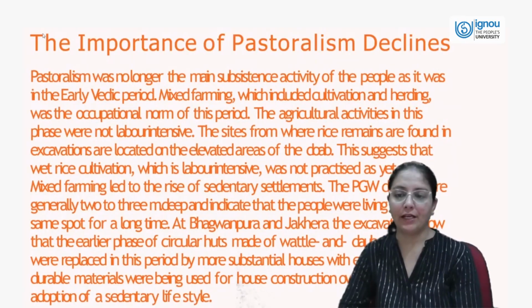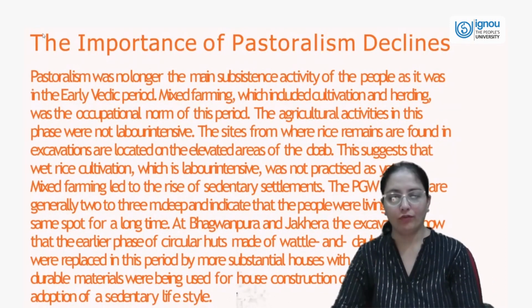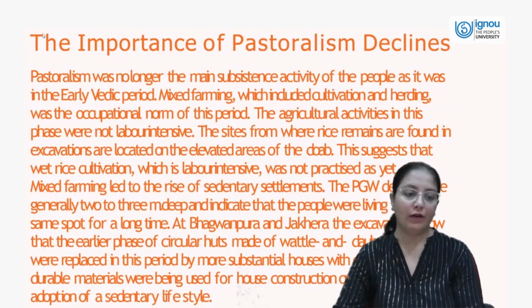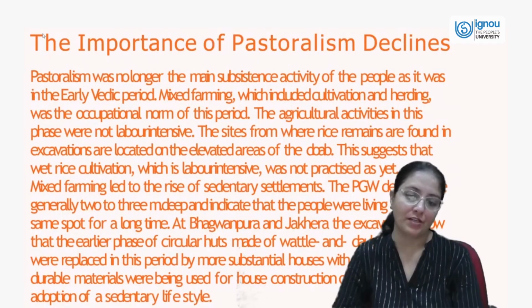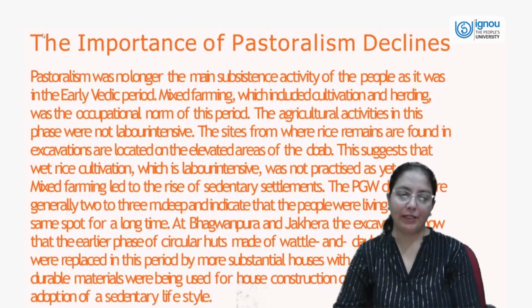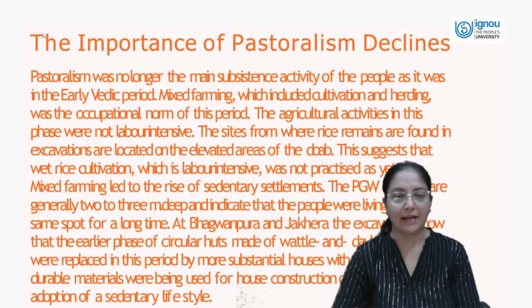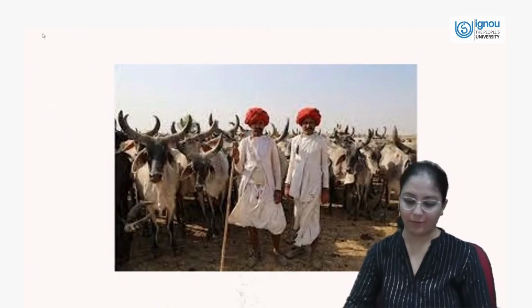At Bhagwanpura and Jakhera, the excavations show that the earlier phase of circular huts made of wattle and daub or wood were replaced in this period by more substantial houses with earth walls. Thus, durable materials were being used for house construction owing to adoption of a sedentary lifestyle. Yes, you can see the oxen which they were using for ploughing their farmlands. There were so many oxen they were using at that time.